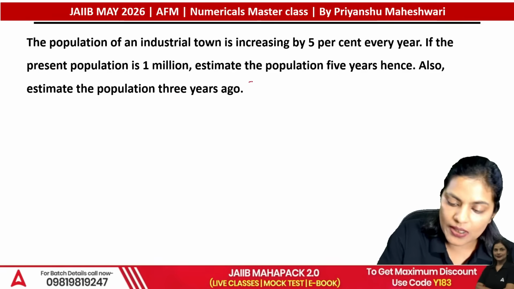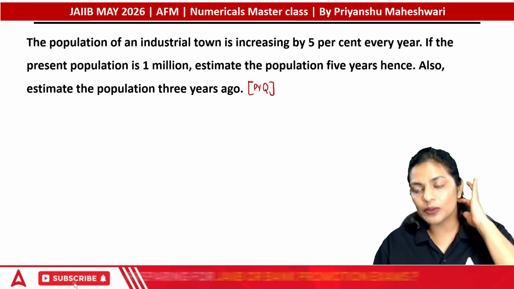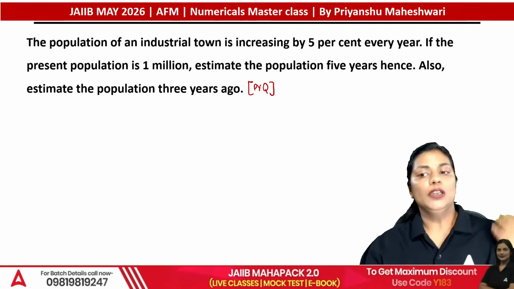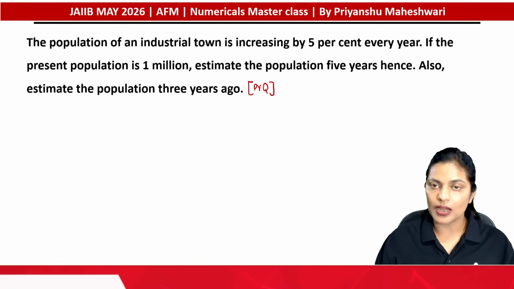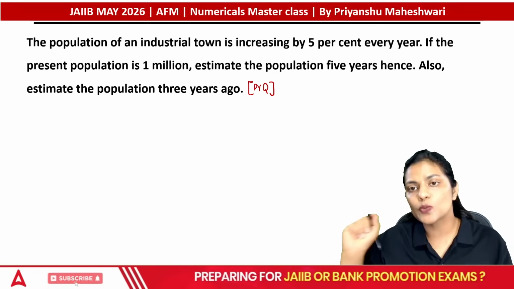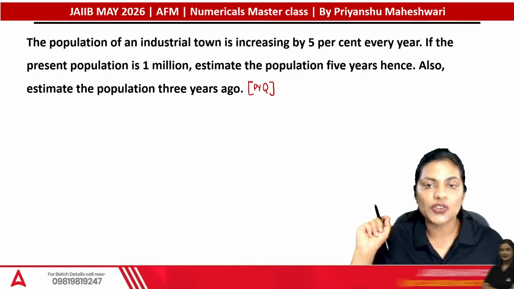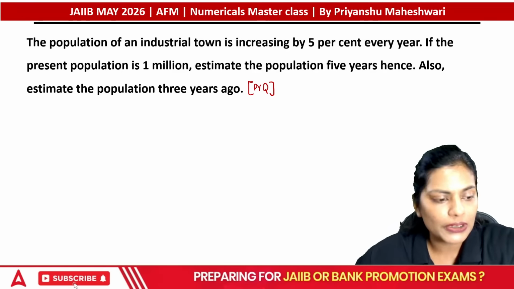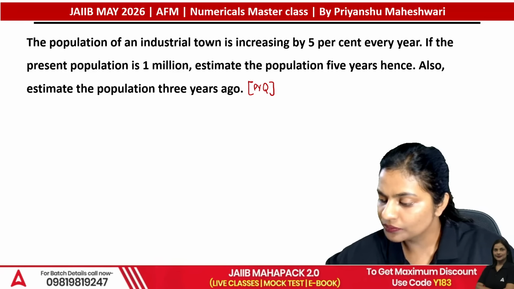This is a previous year question. I frequently cover this. Why? Because with this you are able to calculate the future value. Compounding and discounting effect both could be covered in one particular question. The question says that the population of an industrial town is increasing by 5% every year. If the present population is 1 million, estimate the population 5 years hence. Also estimate the population 3 years ago. So you are not only required to do the compounding, you are also required to do the discounting. And that covers all the concepts in the same question.